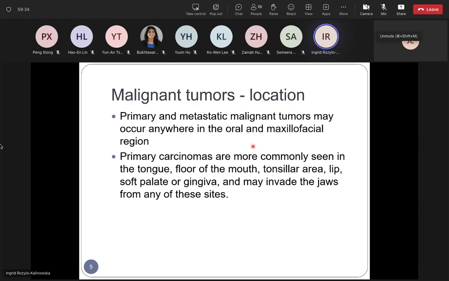So carcinoma is an epithelial malignant tumor that can arise practically everywhere in the oral cavity, and nowadays we observe an increase of prevalence of such tumors in young males. This is being related to the infection with human papilloma virus.